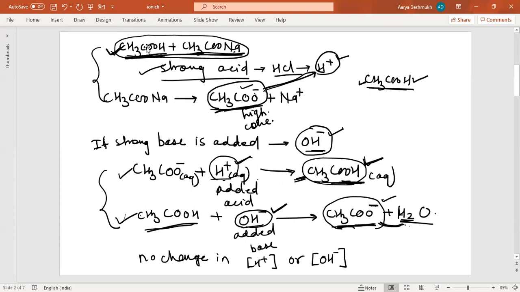So to this CH3COOH, acetic acid, if you add a base, this is your added base, it will form CH3COO minus acetate ions plus water molecule.